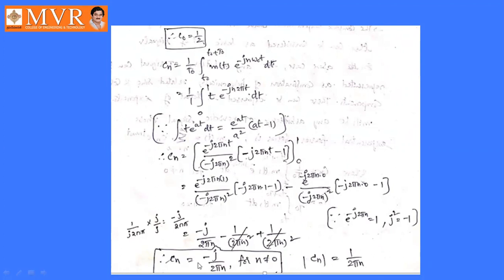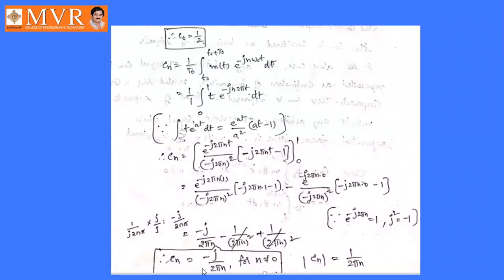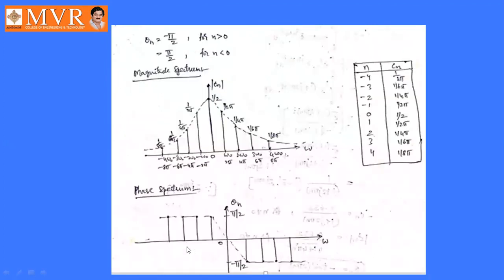Mod cn is the square root of this, so j square is minus 1, so the magnitude is 1 by 2 pi n. And theta n: this is an imaginary term, minus 1 by 2 pi n. So theta n is minus pi by 2 for n greater than 0 and plus pi by 2 for n less than 0.